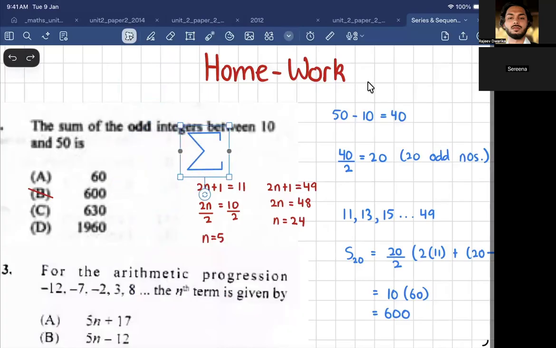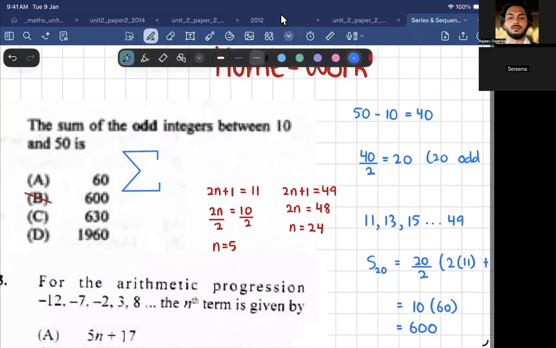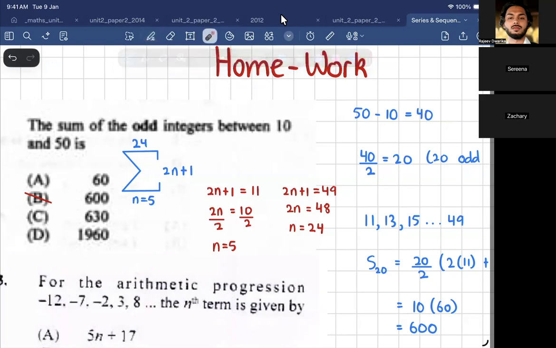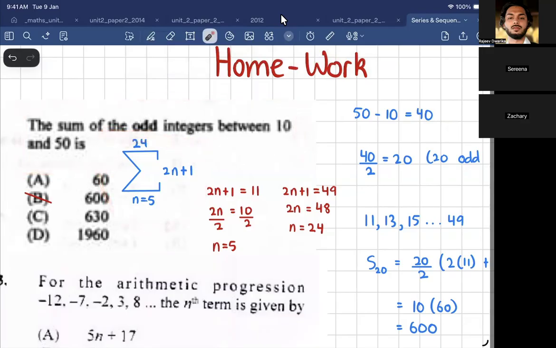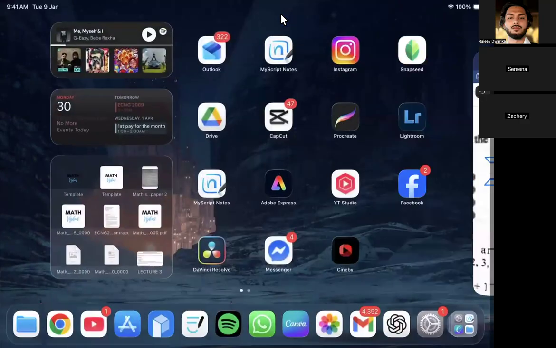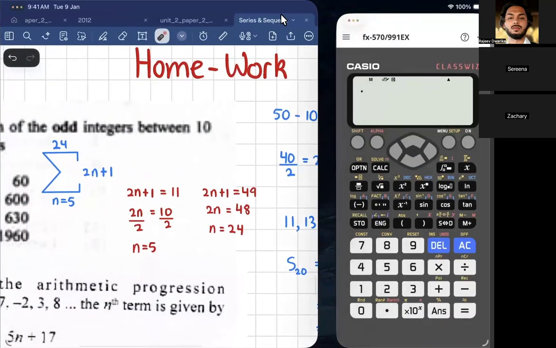All right. So we could represent that statement as the sum from n equals 5 to 24 of 2n plus 1. Let me know if you catch that. Do you understand how I took this and wrote it in sigma notation? Yes, sir. And check this out. I'm going to plug that into my calculator now, and we'll see that we also get 600.